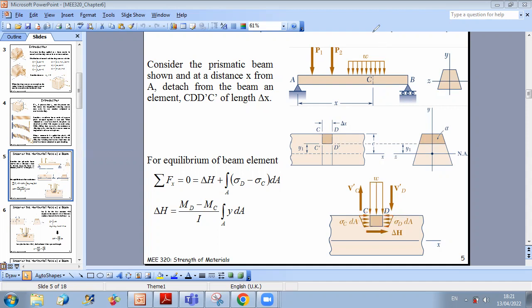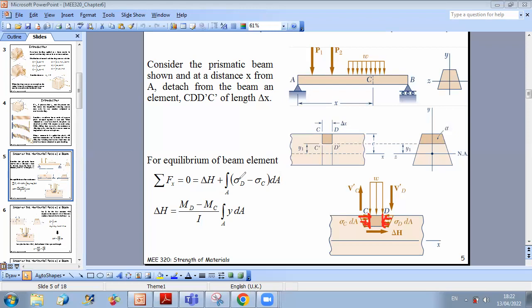So if we do the equilibrium analysis of this portion, we can say that the sum of forces on it is equal to 0. So the force parallel to the X direction is called delta H, so plus delta H. And if I consider the distribution of stresses along the X direction, it is the integral over the area. So I have equal areas here, and I will integrate the normal stress distribution.